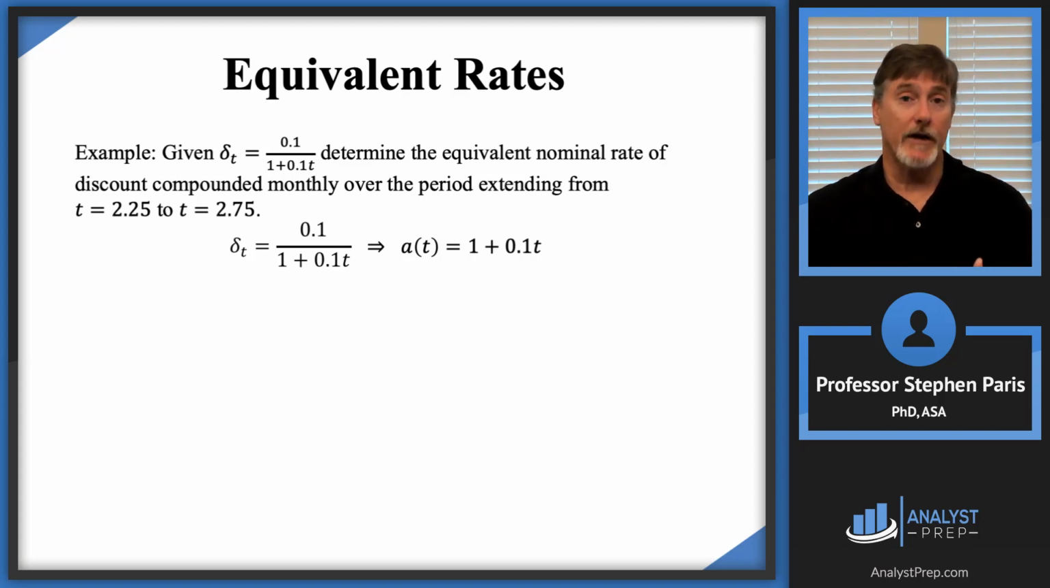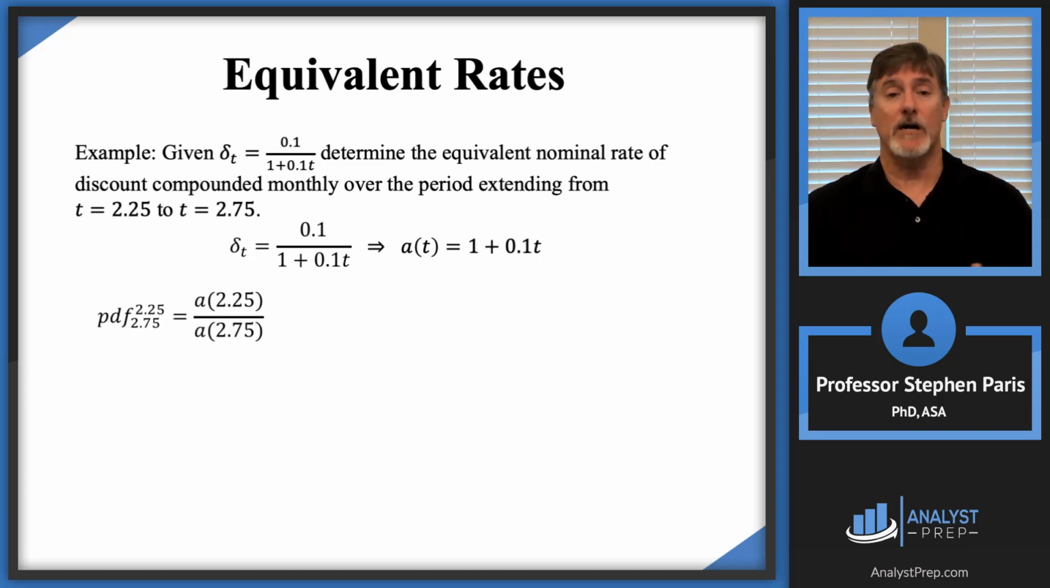Okay, once I have the accumulation function, I can calculate the periodic discount factor from time 2.75 back to time 2.25. I just plug in those values for t, take out the middle expression there, and write that the periodic discount factor over this period is 1.225 divided by 1.275. Now, I'd like to make an observation here, and that is I'm given a delta t, and I'm talking about t values.